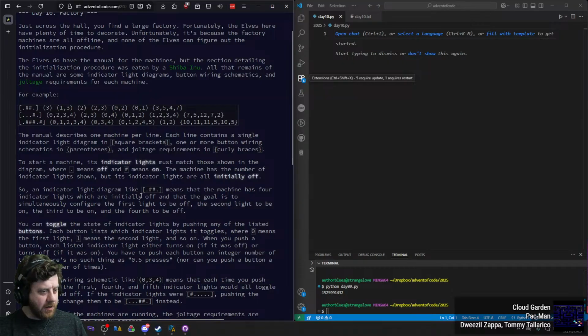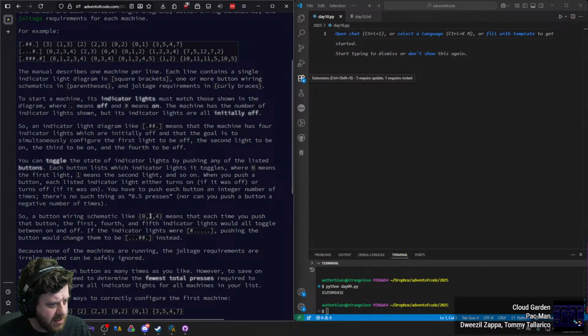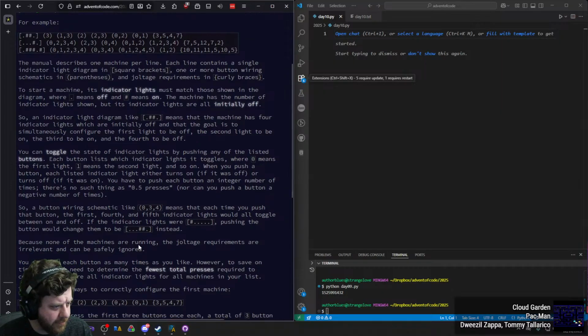You can toggle the state of indicator lights by pushing the listed buttons. Each button lists which indicator lights it toggles. So a button wiring schematic like 0 3 4 means each time you push that button, the first, fourth, and fifth indicator lights would all toggle between on and off. Pushing the button would change the lights to a different configuration. Because none of the machines are running, the joltage requirements are irrelevant and can be safely ignored.